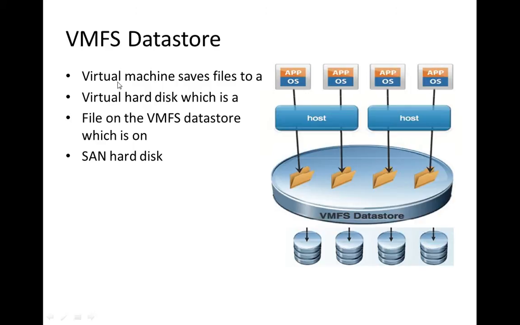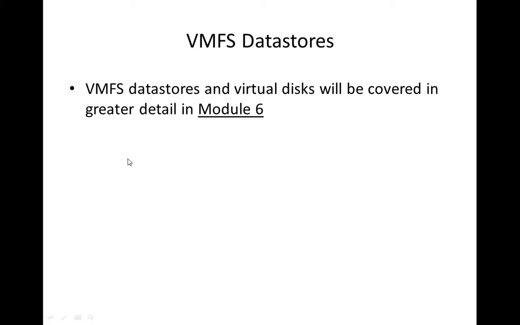So, a virtual machine saves files to a virtual hard disk, which is a file on the VMFS Datastore, which is stored on the SAN hard disk. And that is a lot. I know that's a lot, and we will cover all of this a lot slower and in greater detail in Chapter 6.